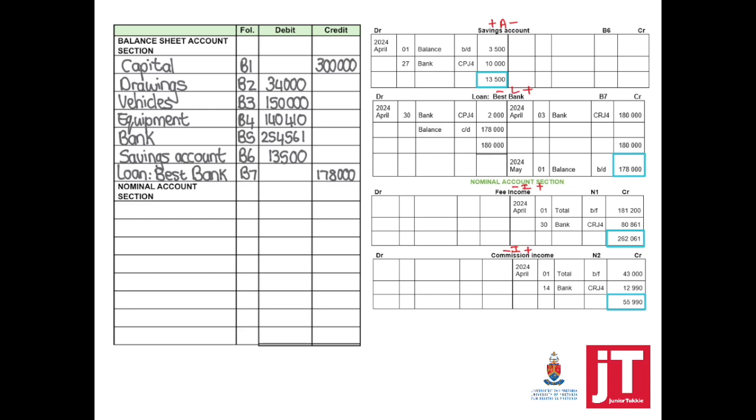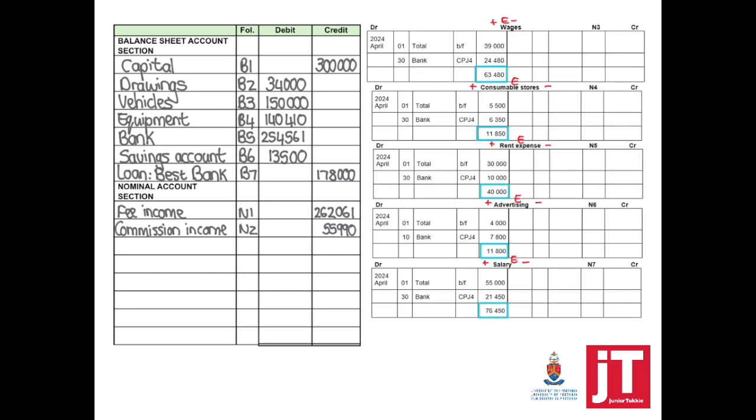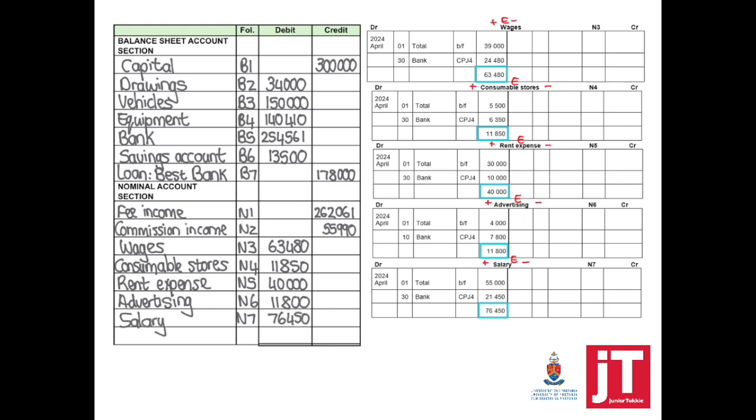We start with all our income, which is fee income, nominal account number 1, commission income, account number N2. Notice it appears on the credit side. Then we move on to our expenses: wages, on the debit side, consumable stores on the debit side, rent expense, debit side, advertising, debit side, and salary on the debit side. Again, please remember you have to take your new totals at the end of the month.